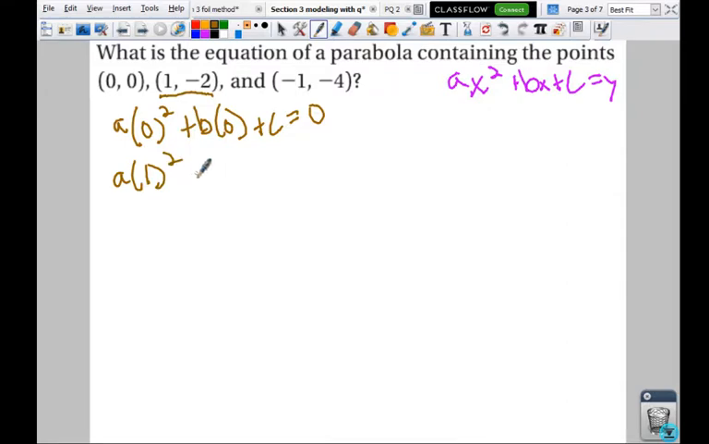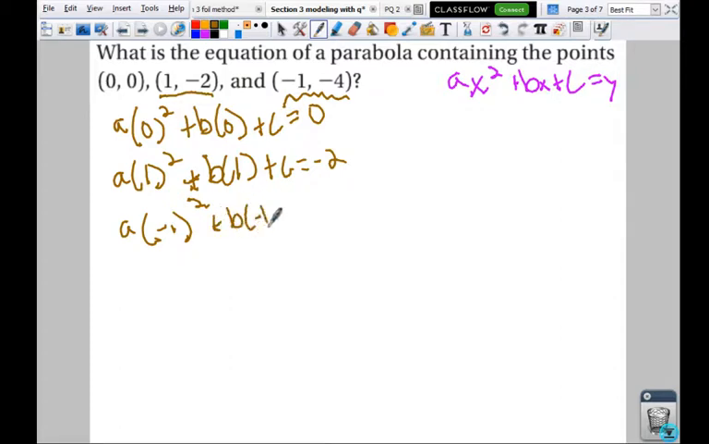A times 1 squared, since 1 times 1 is 1, plus B times 1 plus C equals negative 2. And then my third one, I'm doing this one right here: A times negative 1 squared plus B times negative 1 plus C equals negative 4. And that's a negative 1 right there.